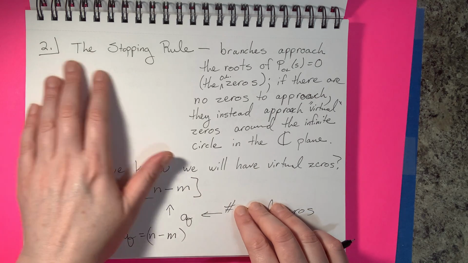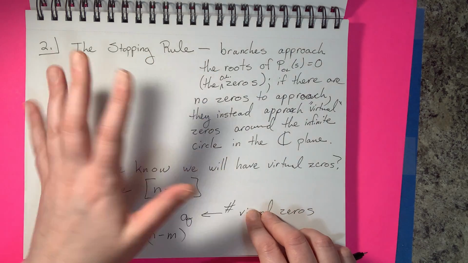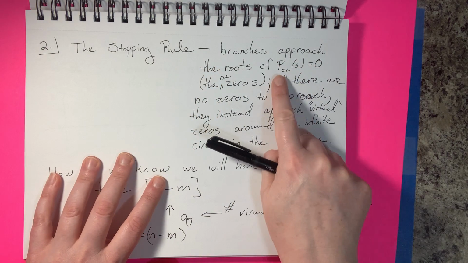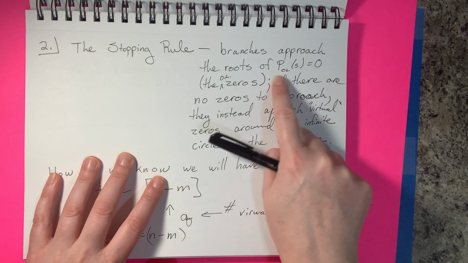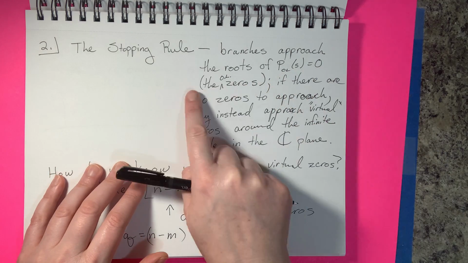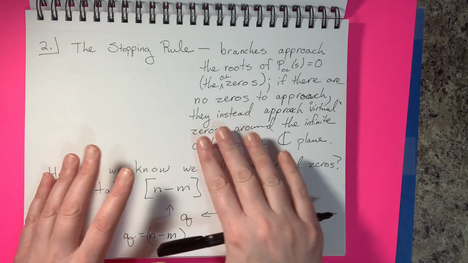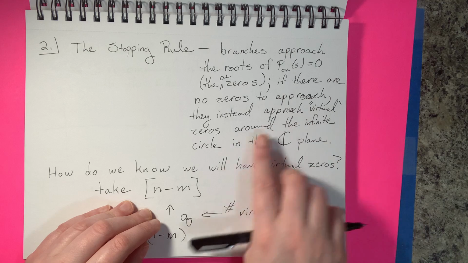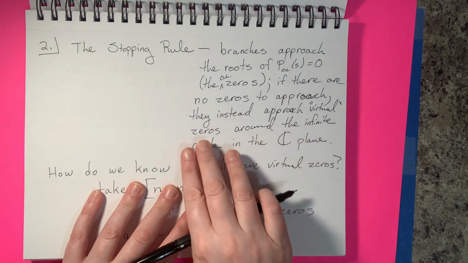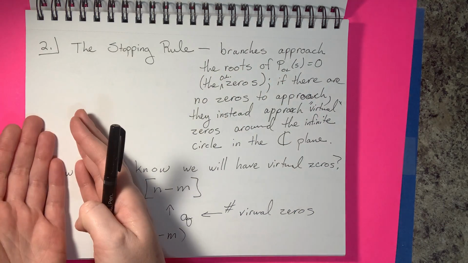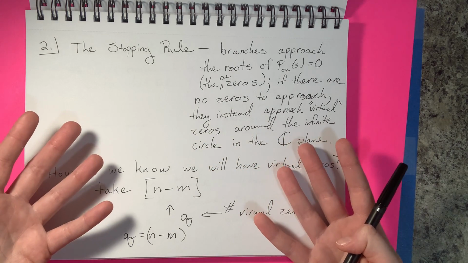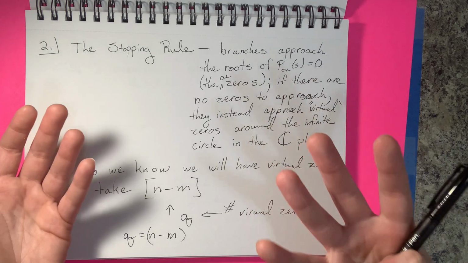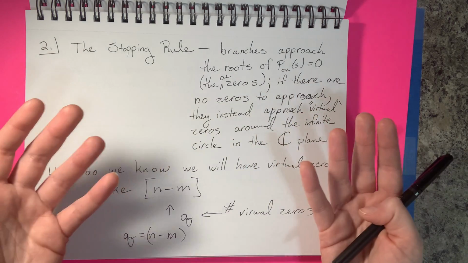So rule number 2 is called the stopping rule, and this goes along with rule number 1. The branches will approach the roots of the zero polynomial, the numerator polynomial, so that is the open loop zeros. If there are no zeros, then they'll approach these virtual zeros, okay? So that means that if we have the same number of poles as we have zeros, everything's fine and the poles should migrate to the zero. There is a zero for every pole to go to in that case.